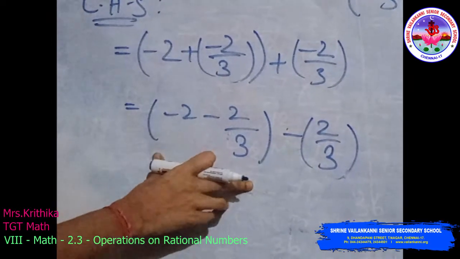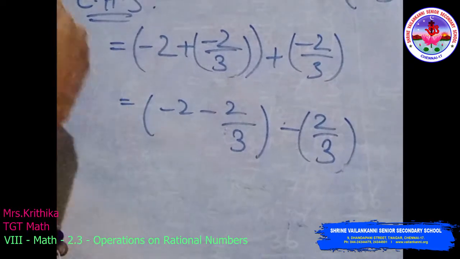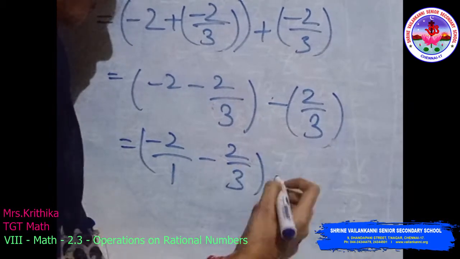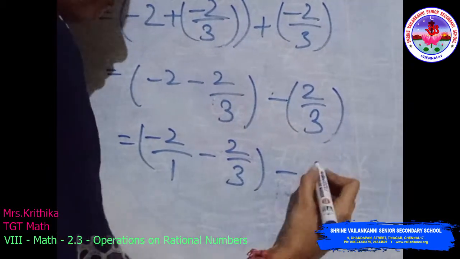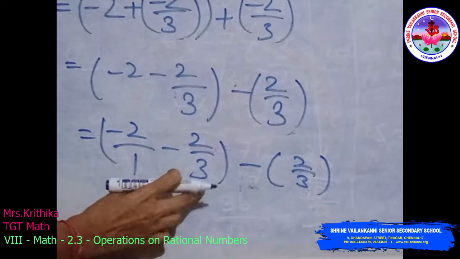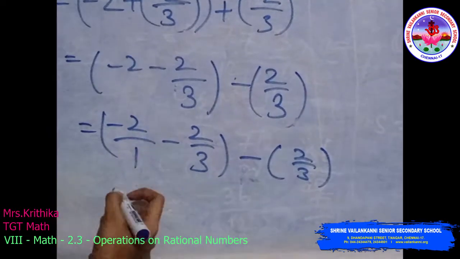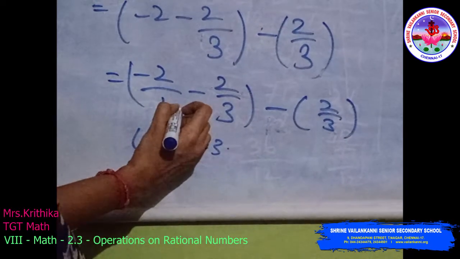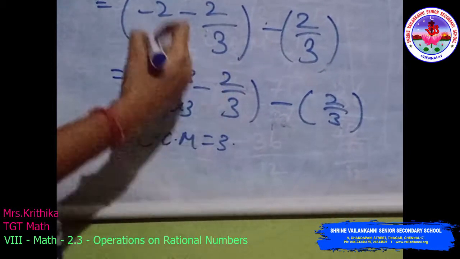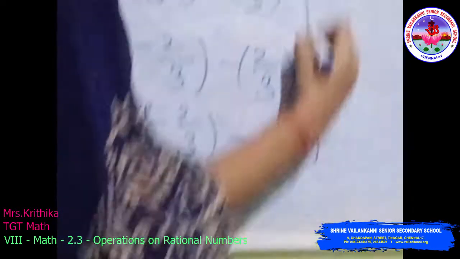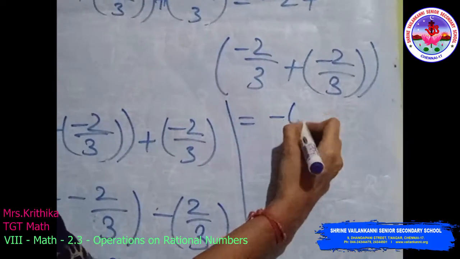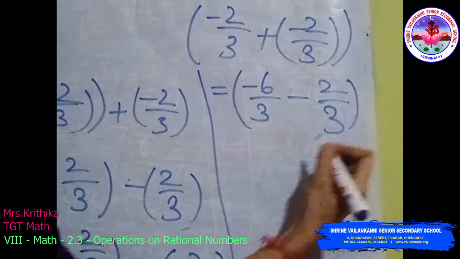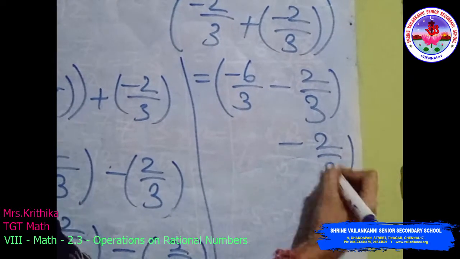Now taking these two values, here negative 2 is the integer, first convert to the rational numbers. Negative 2 by 1 minus negative 2 by 3 minus of 2 by 3. Here taking the LCM, 1 and 3, the LCM is 3. So you can multiply 3 on both numerator and denominator. The value is negative 6 by 3 minus 2 by 3 minus of 2 by 3.